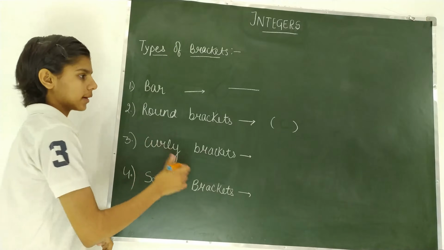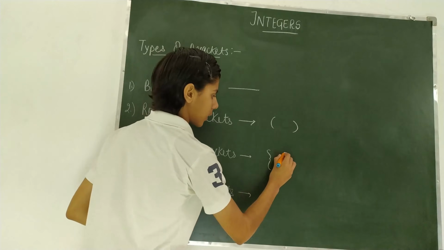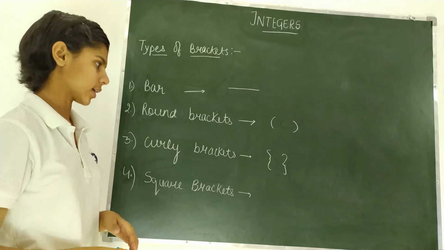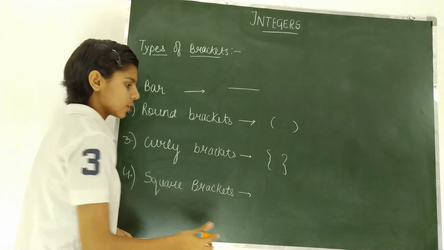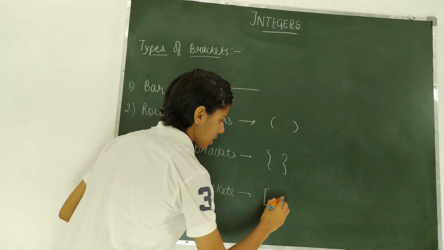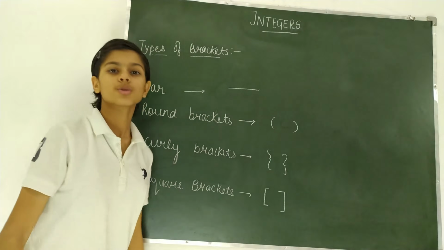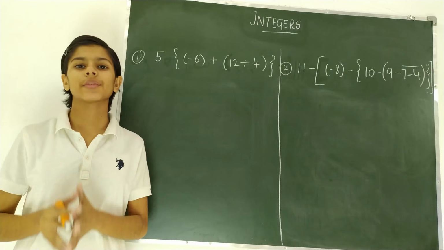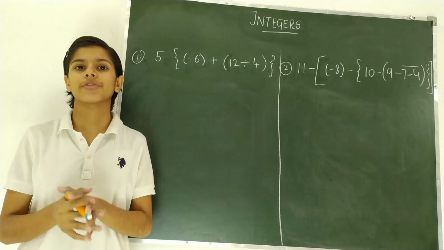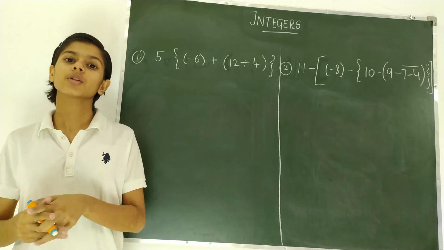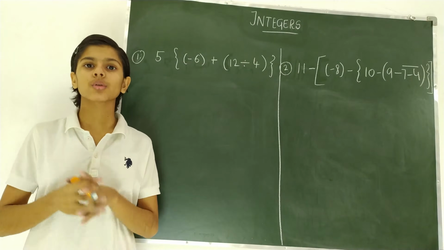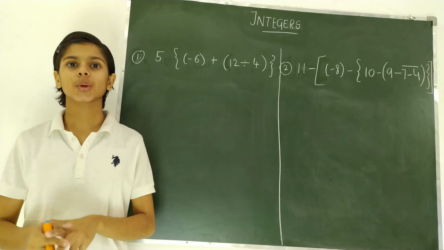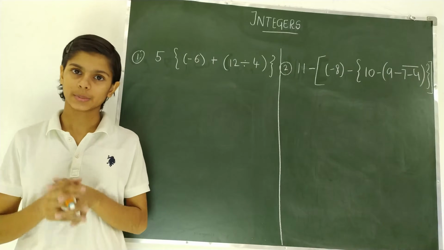Next are the curly brackets. They are like this, and they come third for solving an expression. And the last ones are the square brackets. They are the last brackets to solve in an expression. So now, earlier we have discussed the simplification of an expression. Now we will solve 2 examples through which we can understand the pattern of BODMAS as well as how to solve an expression.